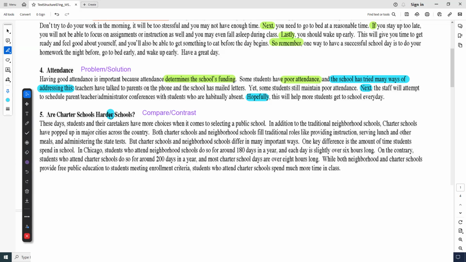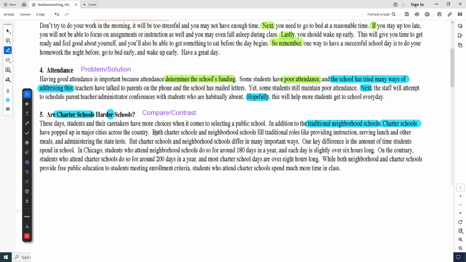So I'm already thinking, okay, if we have one style and our title's asking us if it's harder, then clearly we're going to have to compare it to something else. And so we get traditional neighborhood schools versus charter schools. So those are the two types of public schools that are being compared and contrasted.